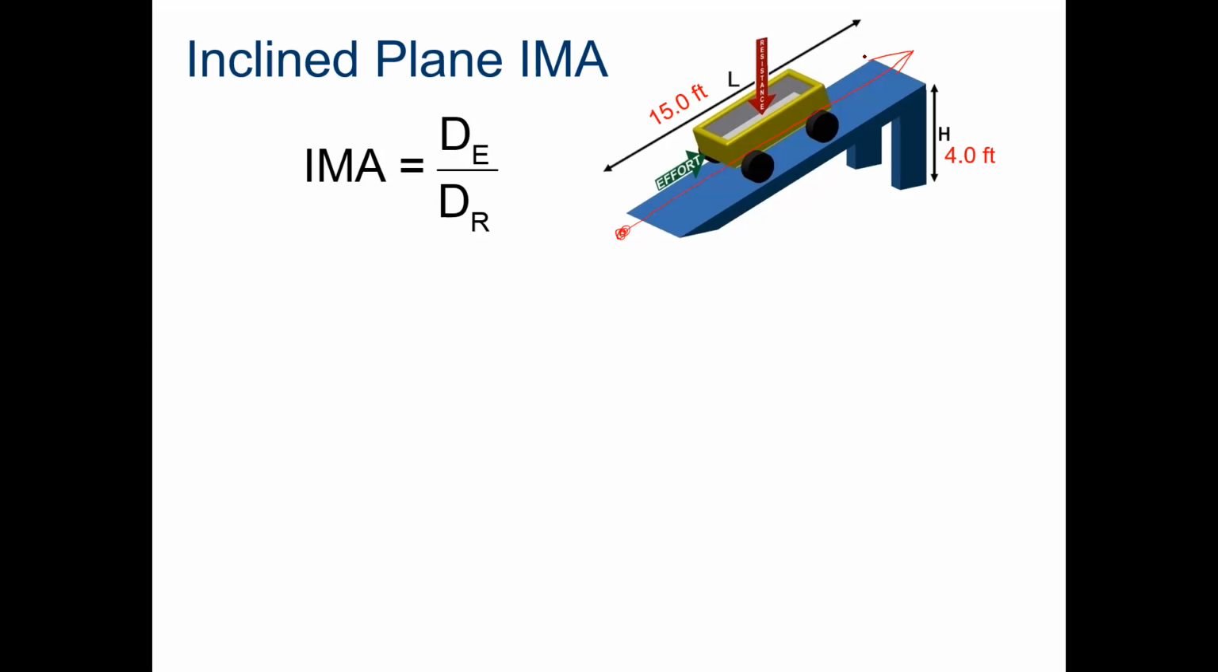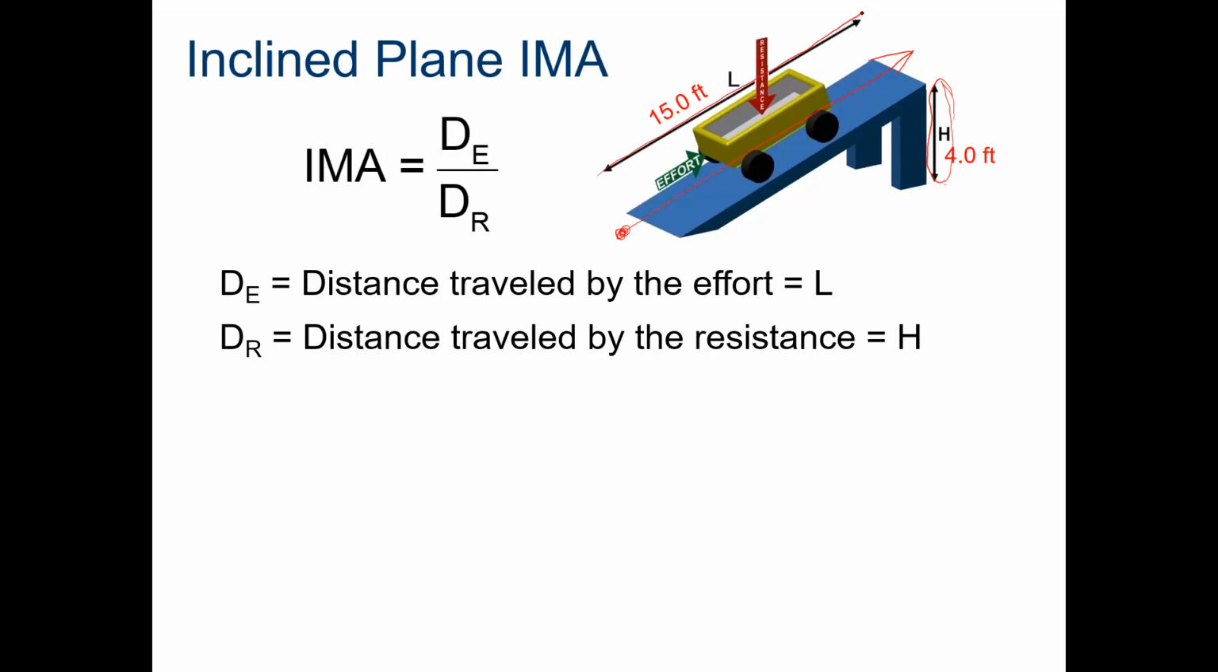And so my distance of resistance is from starting on the ground right here up to this final point at the top, which is the same as the height of our ramp right here. So this H is our distance of resistance, and then we're pushing up the length of the ramp, and so actually up the slope is our distance of effort. And so with inclined planes, they also write the equation for IMA as L over H.